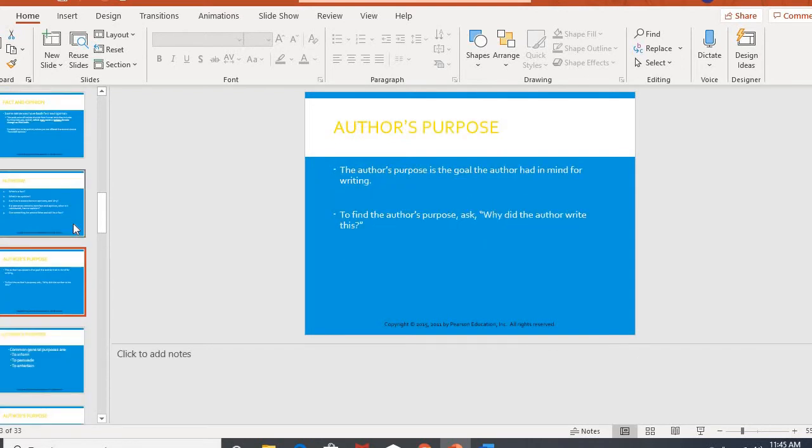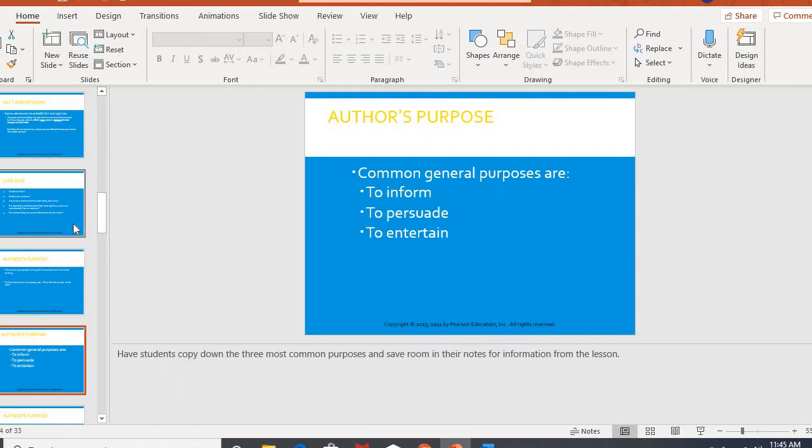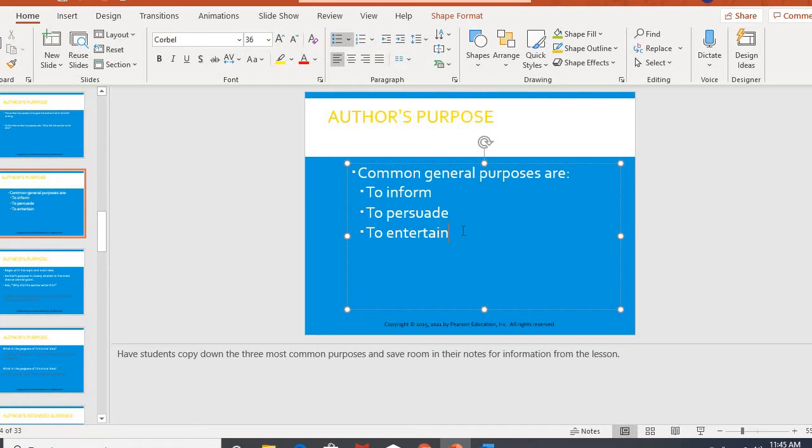We then talked about author's purpose, why an author wrote a particular piece of writing. We looked at some examples inside our Chapter 9 texts to see: are they writing to inform? I don't know where the rest of my slide went there. Are they writing to persuade? Are they writing to entertain? Are they writing to narrate? Or are they writing to describe? Those are different reasons authors will write.